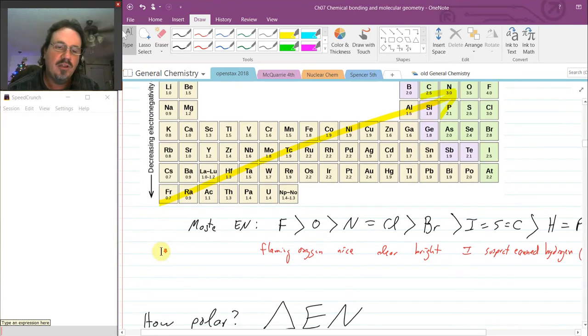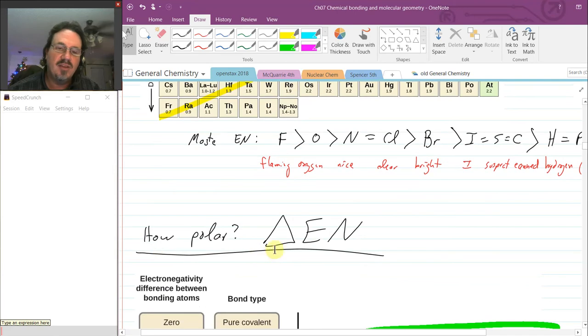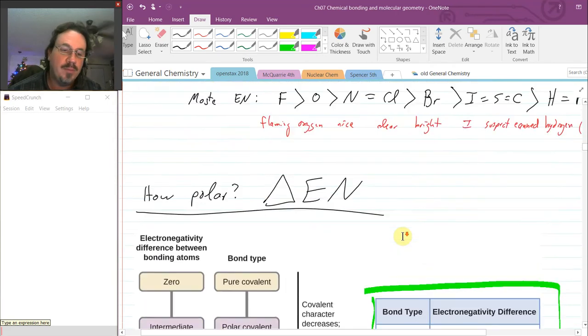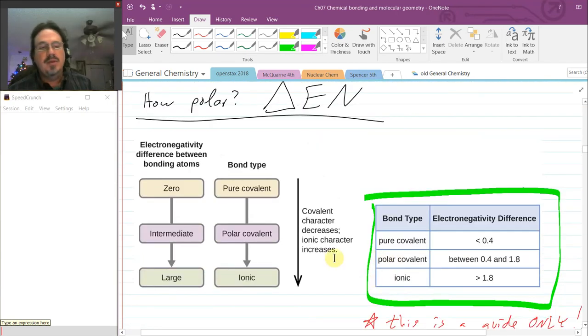So how large of a difference? That's the key: looking at the change, delta, the change in electronegativity. That will tell me, first of all, if it's polar or not, and if it is polar, just how polar it is. The larger the delta EN, the more polar that bond will be. If I've got zero difference, they're going to call that a pure covalent, pure in the sense of perfectly even sharing. Not lopsided at all, not polar, just pure covalent.